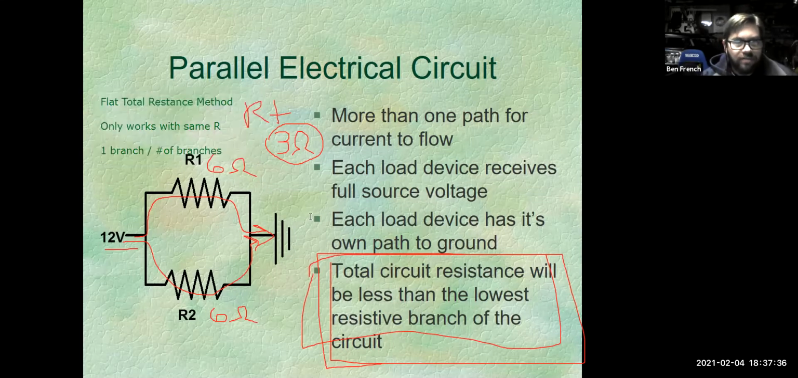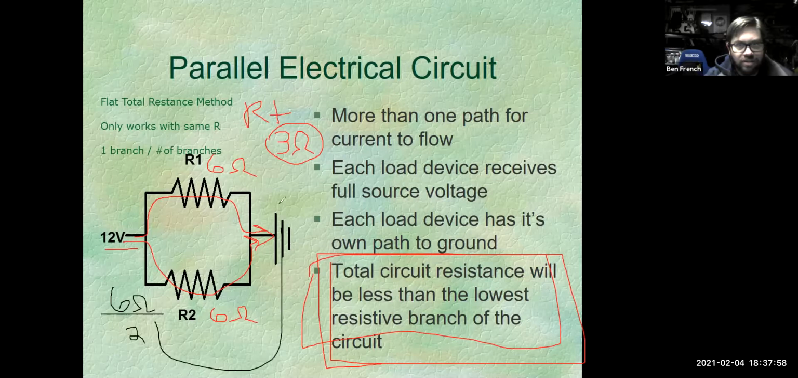So in this case, what does that mean? Well, I had two branches, they were both 6 ohms. So what I could do then is I could take this thing set up here. I could take one branch, which has a value of 6 ohms, divide that by 2, because there's 2 branches. That equals 3 ohms, right?